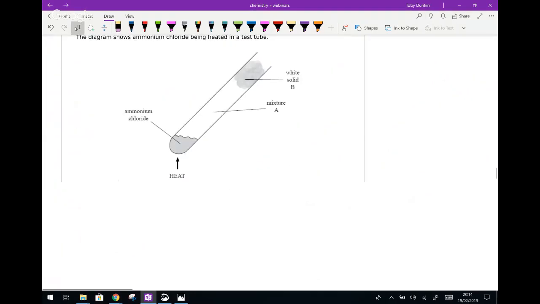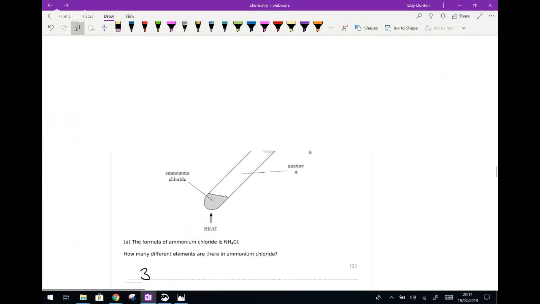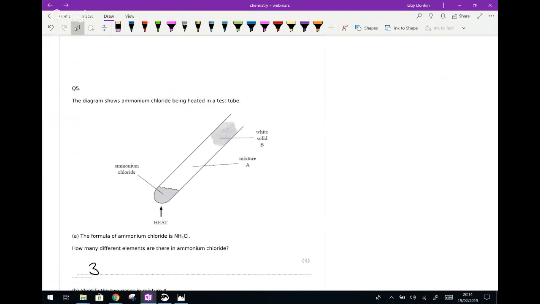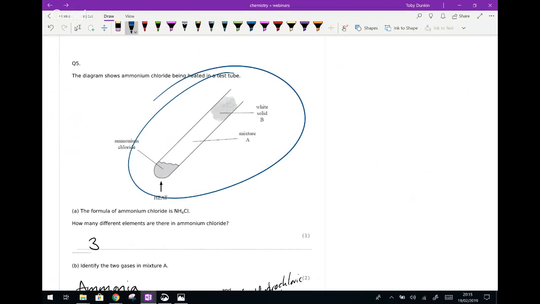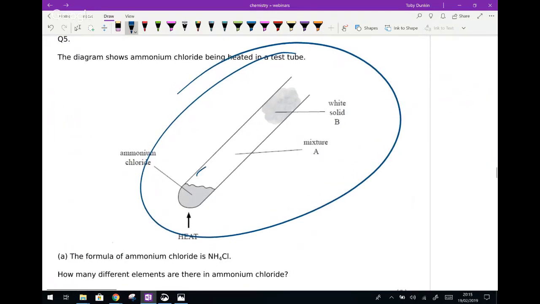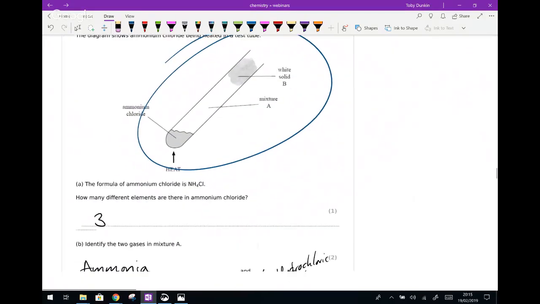Question number 5, last one, guys. This was on the GCSE, and it fooled a lot of people. By the way, I actually attempted this in my laboratory. I gave it a go. It doesn't work. If you do this legitimately, you form smoke all up the tube. You form smoke all the way up the tube, so you don't get a gap, but it's a nice idea.